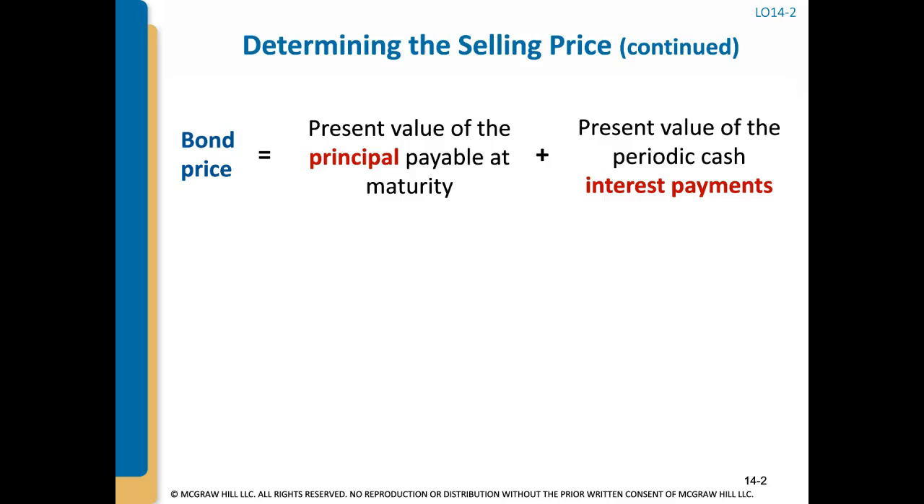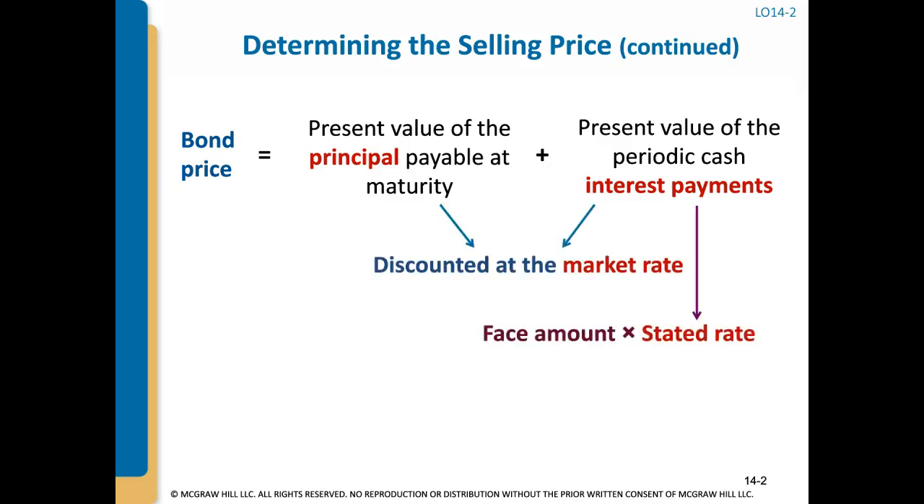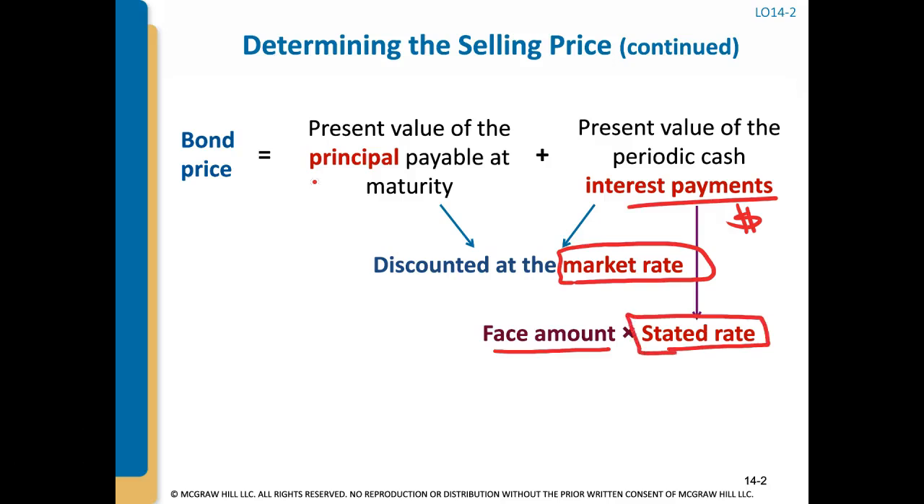To determine the selling price of a bond, you have to take the present value of the principal amount of the bond plus the present value of any interest payments that are going to be made. The present values are discounted using the market rate. And the interest payments, which is the cash paid from the bond issuer to the bond holder, is going to be the face amount times the stated rate. Again, if you're not familiar with these terms or what I'm talking about, please go to a previous video.